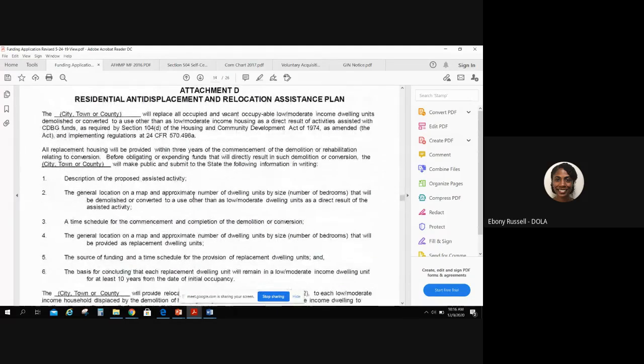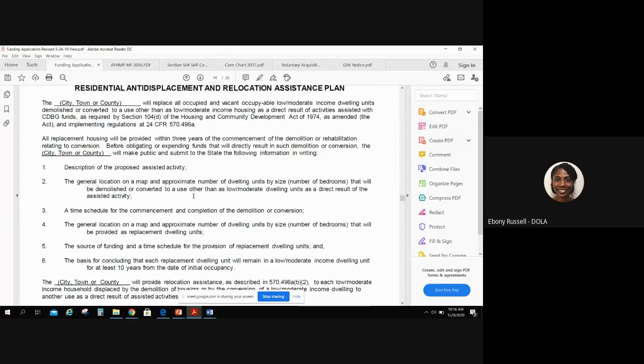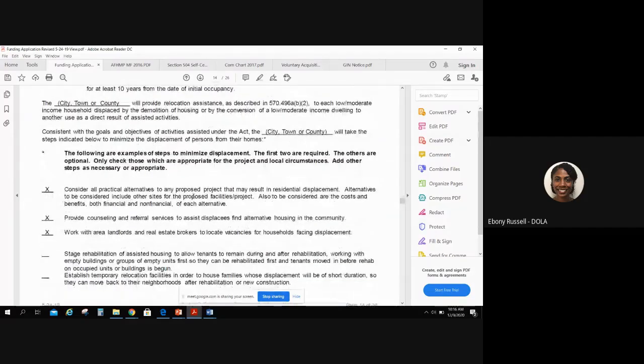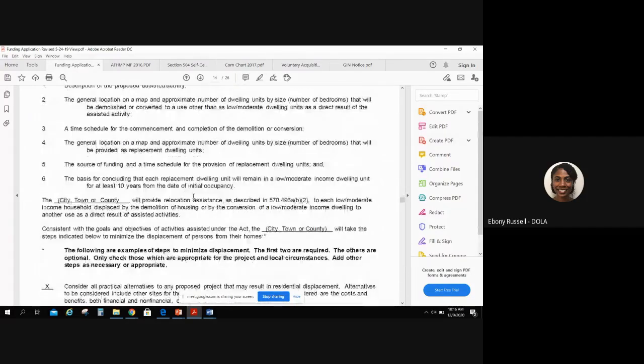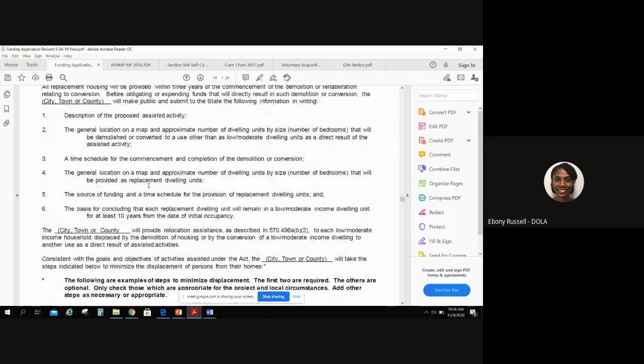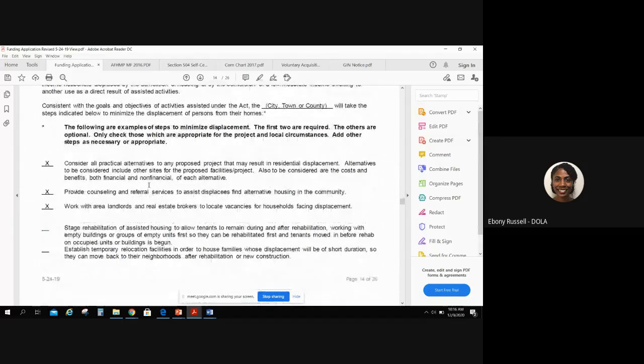Attachment D is your relocation and anti-displacement form. And we're going to go over the requirements for this in detail, but basically it says that you've signed and you've made sure that you have voluntary acquisition, and you've made sure that you've considered the displacement of any residents in the project that you are developing, and that you have worked to minimize that displacement.